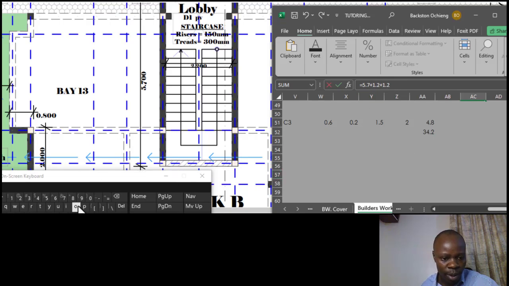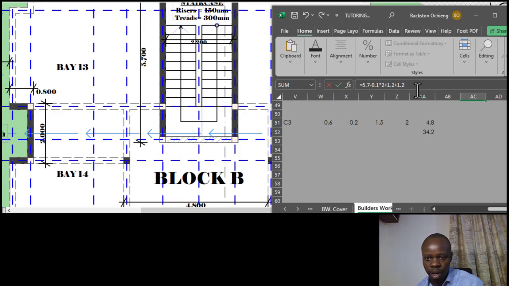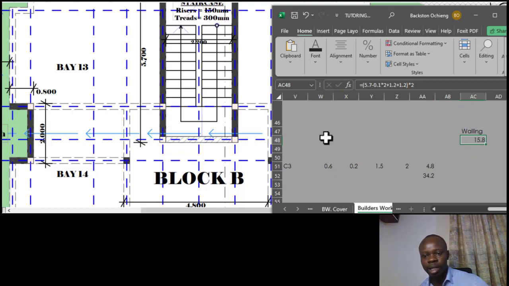So that is 5.7 and then we subtract 0.1 times 2. Okay, and then we add 1.2 plus 1.2 for the width. So once we have that, we shall be having a length and a width, and then for us to get the perimeter or the center line, we now add those two and then we multiply by 2. Okay, so when we multiply by 2, we are getting a total length of 15.8.